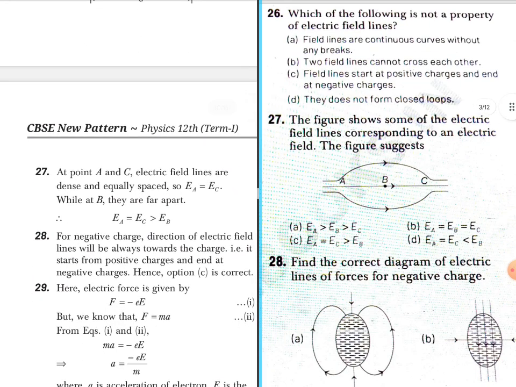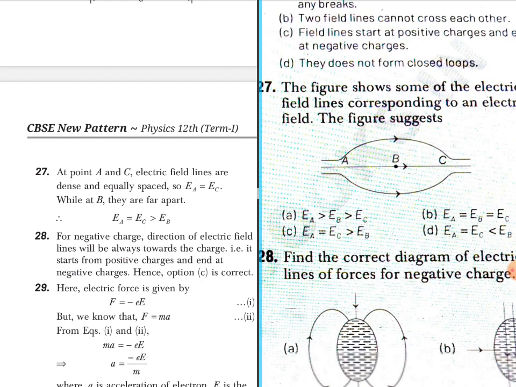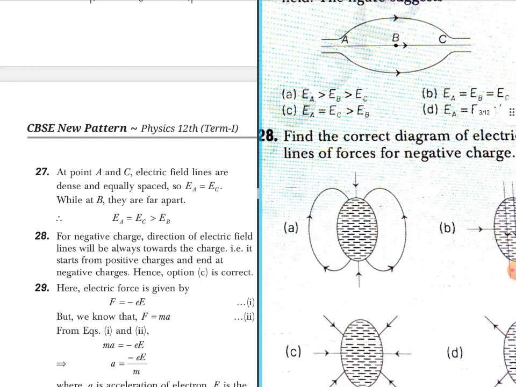Can you see A and C are equally spaced electric field lines? So EA is equal to EC, but EB will be lesser because the field lines are far away. So EA is equal to EC, which is greater than EB. So option C is the right answer.